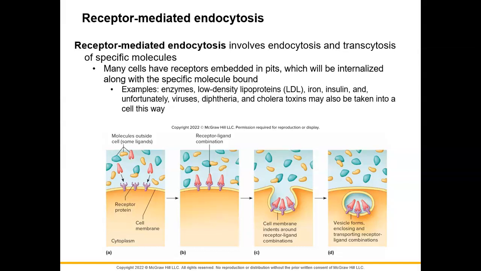The benefit of this process is that our cell knows that a specific molecule is present and exactly how much there is due to how many is bound to the receptors. So we can bring it into the cell in the right amount. Once it's in the cell, we will release the substance bound to the receptors and send the receptors back to re-embed them in the cell membrane.